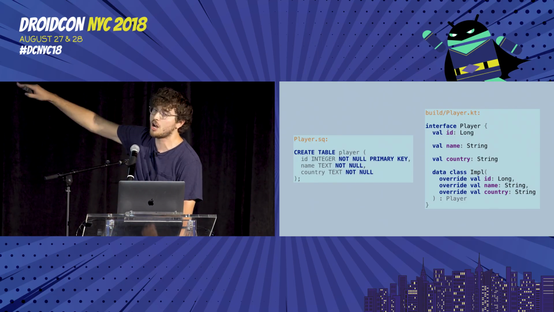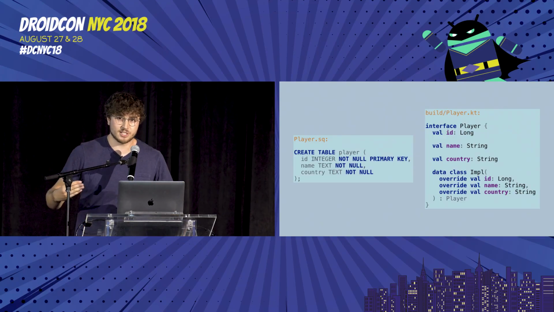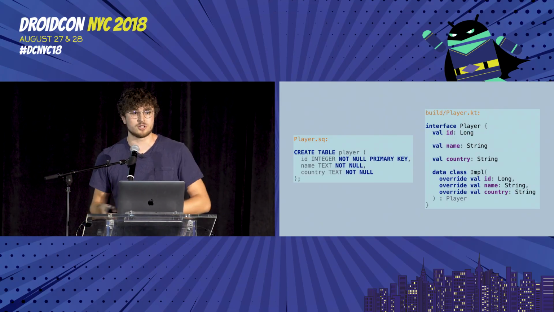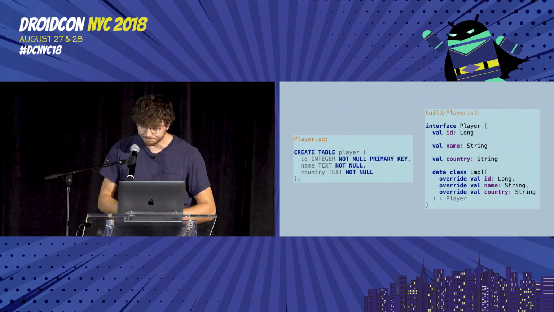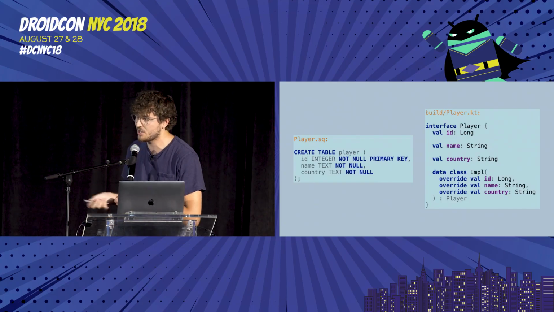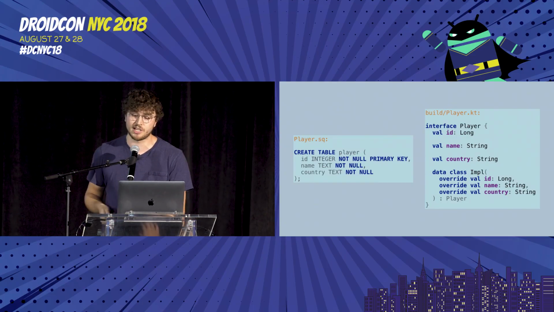And we're generating this Kotlin interface for that table. This is how SQLDelight works. Instead of going from Kotlin to SQL, we're going from SQL to Kotlin. And you can see it has an implementation, so that's going to be what's passed to you when you select from this table.